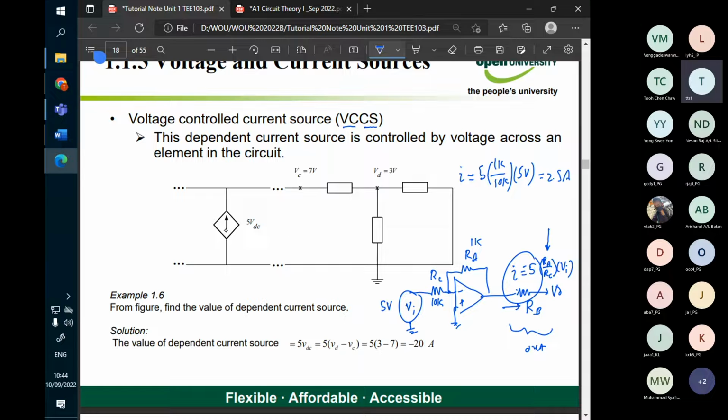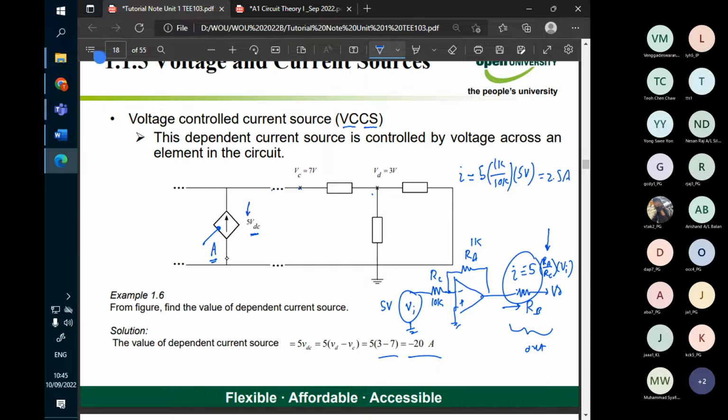There's one current source here indicated by the arrow. This current source, in the unit of ampere, is controlled by this voltage. This voltage is somewhere else in the circuit, from C to D. We call it VDC. So you take 3 volts minus 7 volts, which is negative 4. So the answer for this current source will be minus 20 amperes: 3 minus 7 multiplied by the 5.